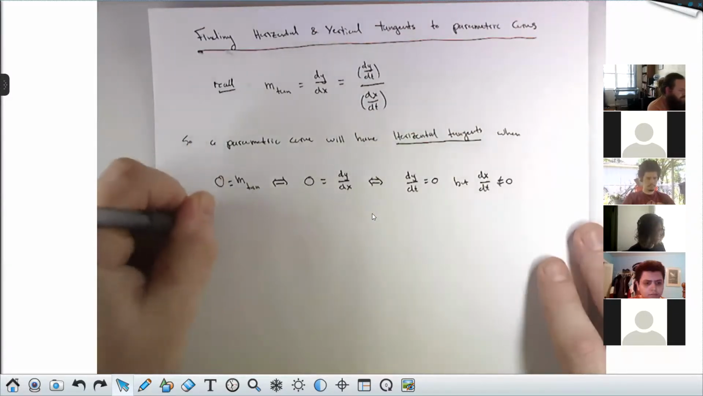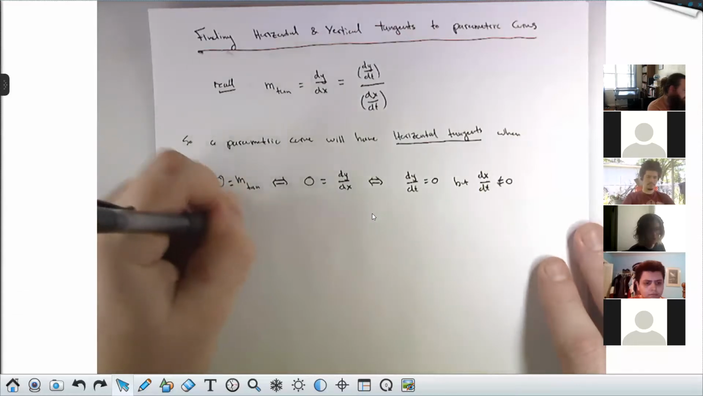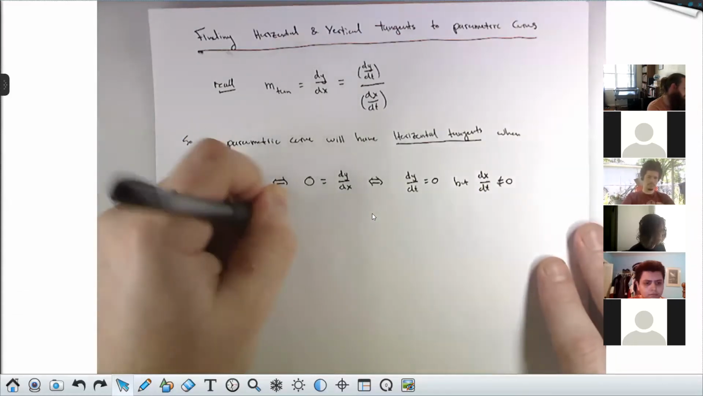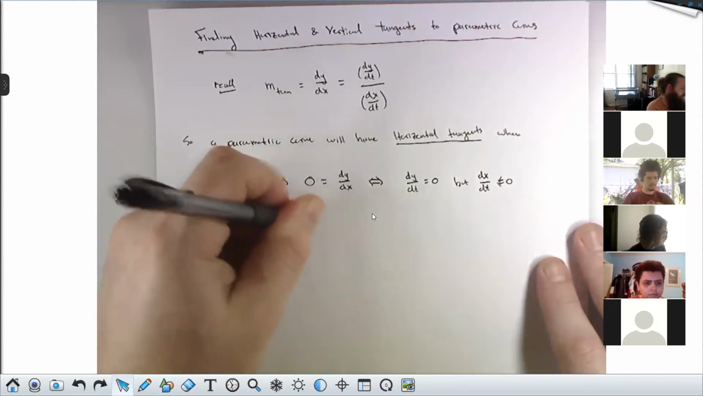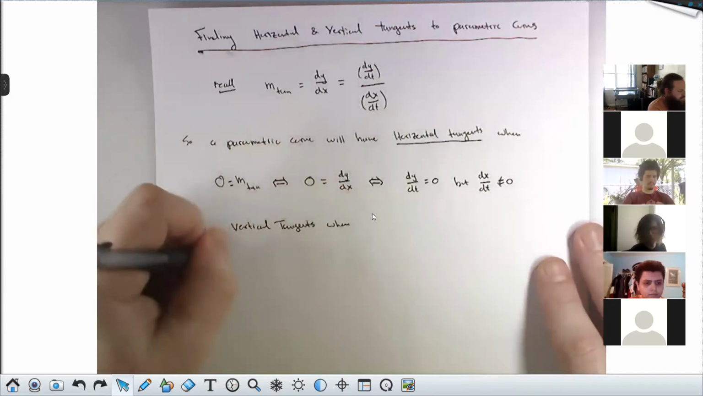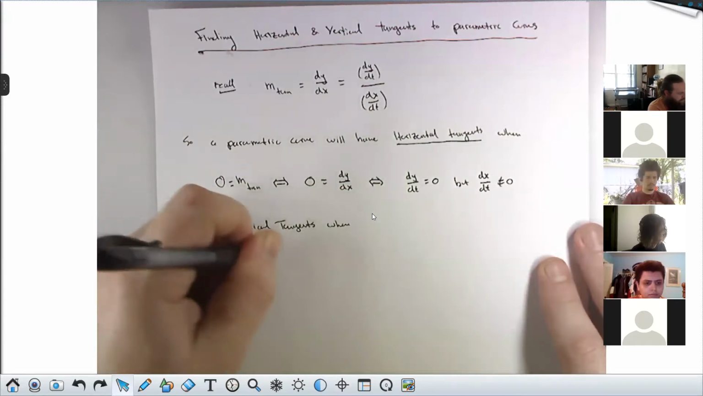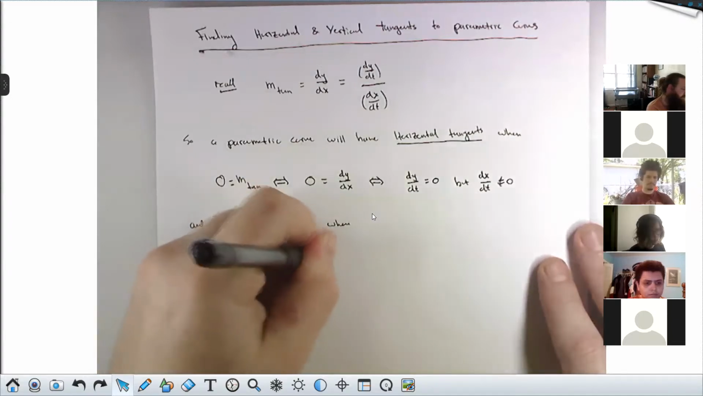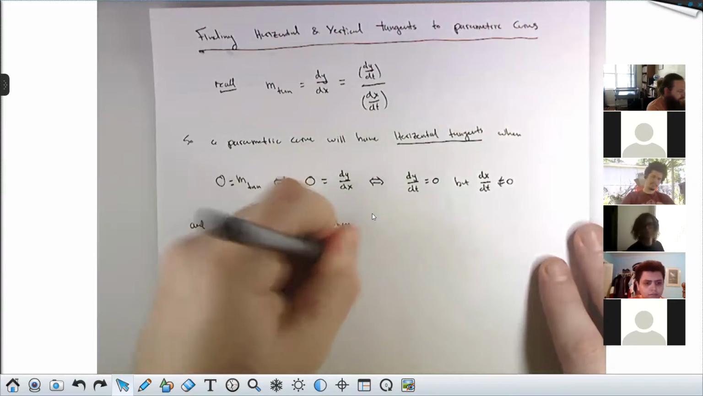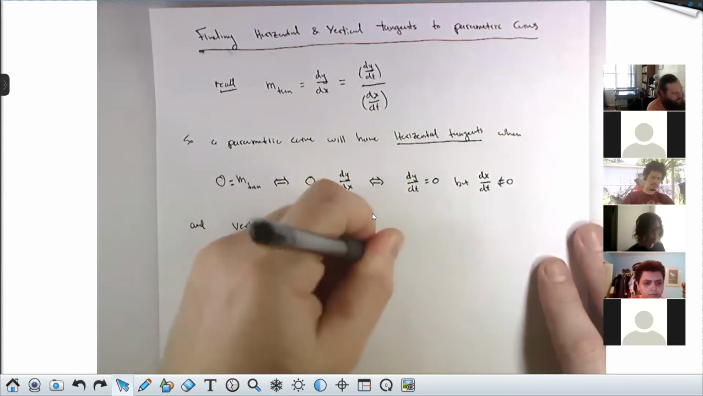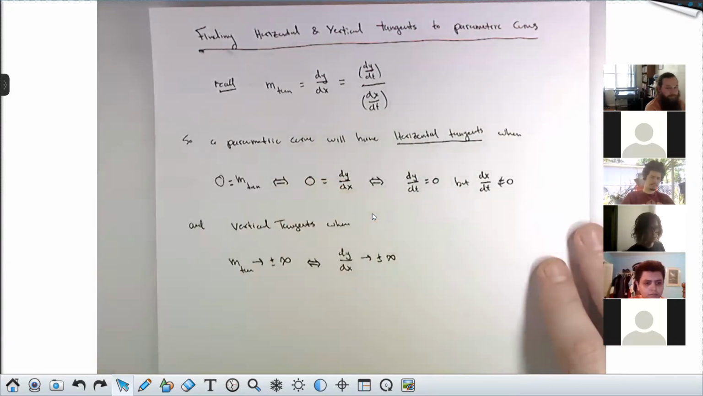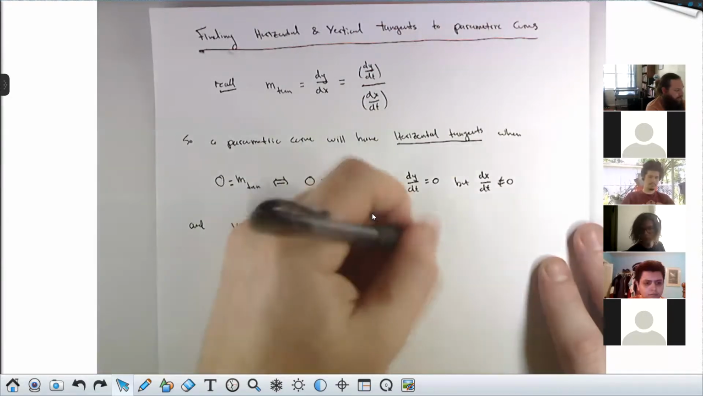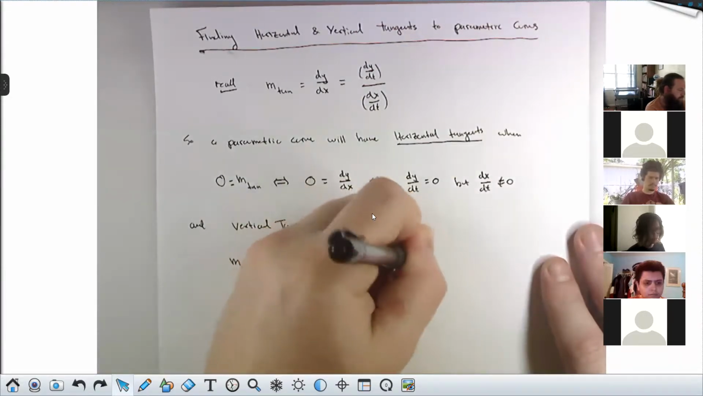And vertical tangents when the slope of the tangent line goes to plus or minus infinity, which means dy dx is going to plus or minus infinity, which means the bottom is going to 0 and the top isn't.